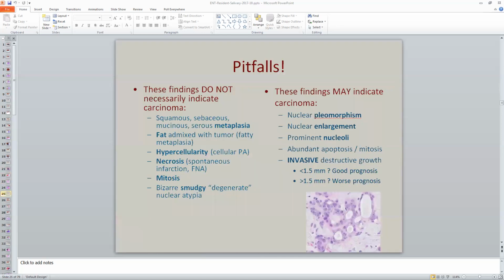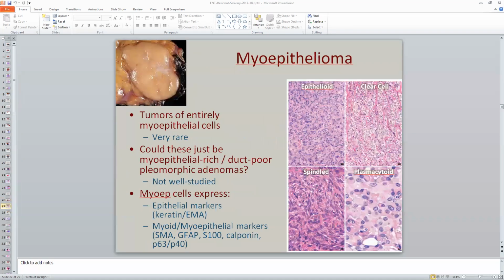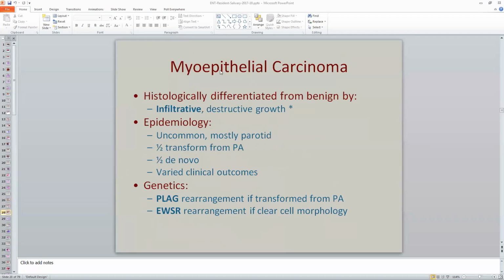So, okay, moving on. All right, so the genetics of PA are usually PLAG1 or HMGA2 genes with various partners, so that can be helpful in diagnosis if needed. There theoretically can be tumors of purely myoepithelial cells that lack the ductal or epithelial component of a pleomorphic adenoma, that would be regarded as myoepitheliomas. I think these are very rare and may be just duct-poor pleomorphic adenomas, but essentially they can take on the morphology of any of the myoepithelial cell morphologies that we saw in the other slide. Additionally, you can get myoepithelial carcinomas that can either be derived from a pleomorphic adenoma or de novo.